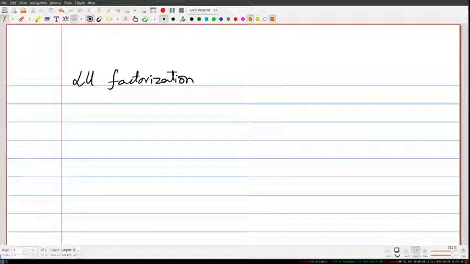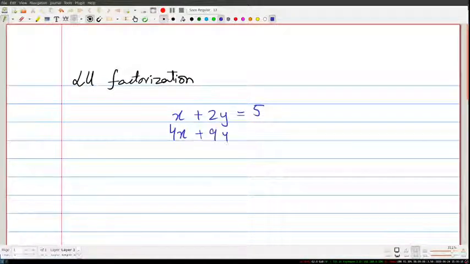So let's take a simple idea. Let's look at a simple system. So we have x plus 2y equals 5, and 4x plus 9y equals 21. Right, so that's the system that we have.